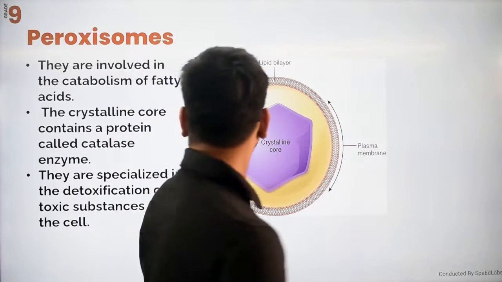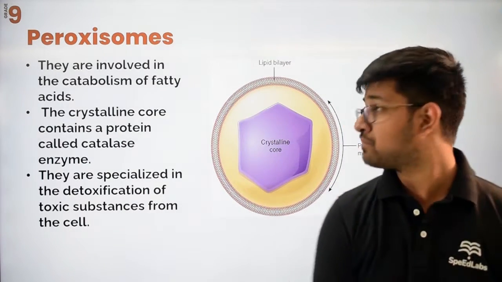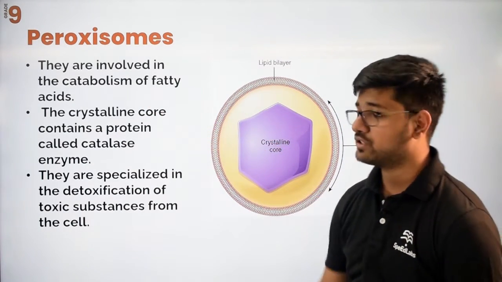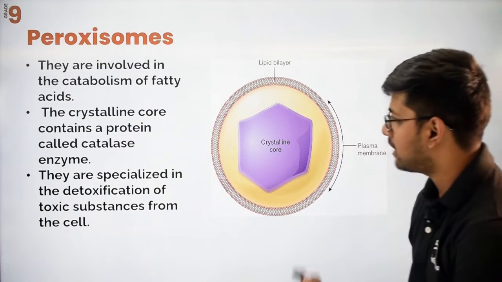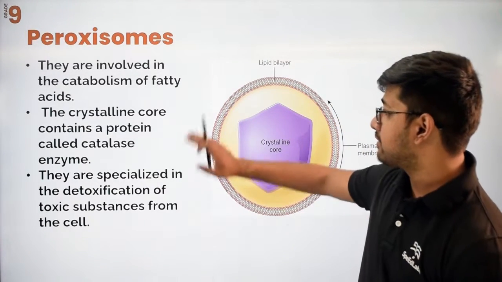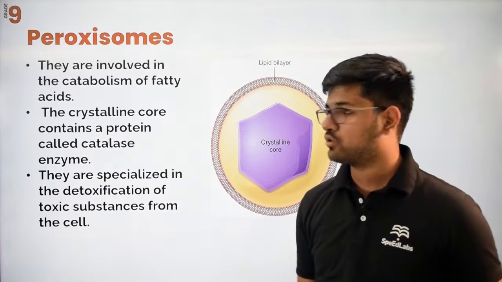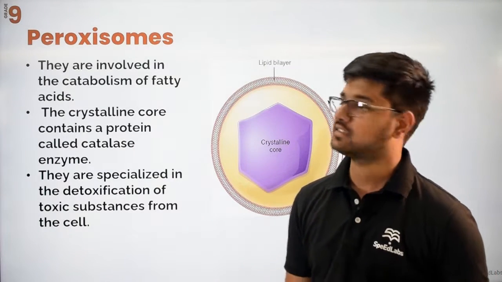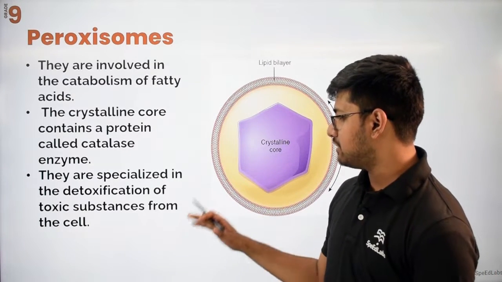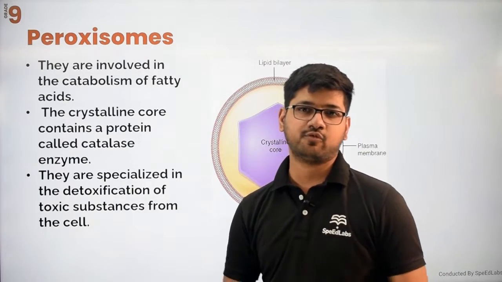Okay, now we talk about peroxisomes. Peroxisomes are involved in catabolism of fatty acids, breakdown, we may say. The crystalline core contains a protein called catalase. Okay, and they are specialized in detoxification of toxic substances from the cell.